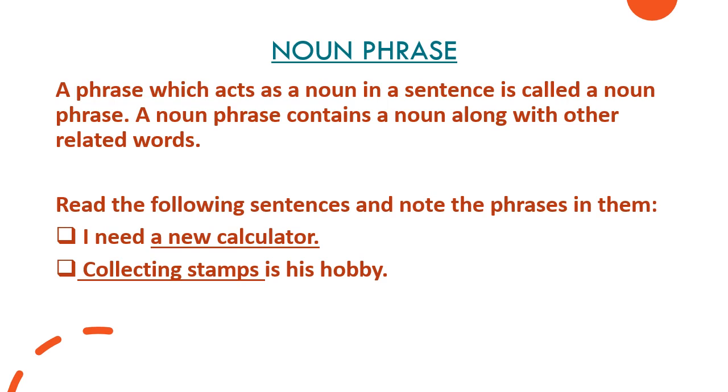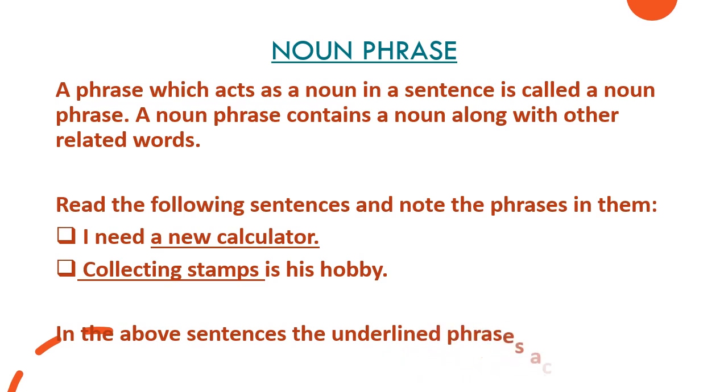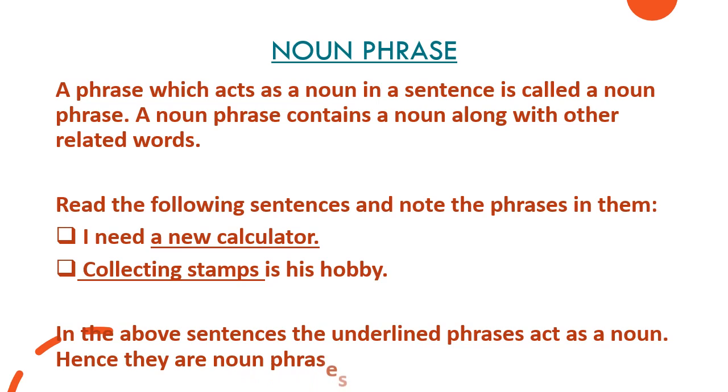So now is this clear to you? What is a noun phrase? A phrase which acts as a noun in a sentence is called a noun phrase. In the above sentences, the underlined phrases act as a noun. Hence, they are noun phrases. Isn't it easy? So, these are noun phrases. The phrase which acts as a noun in a sentence is a noun phrase. Right? Moving to the next type of phrase.